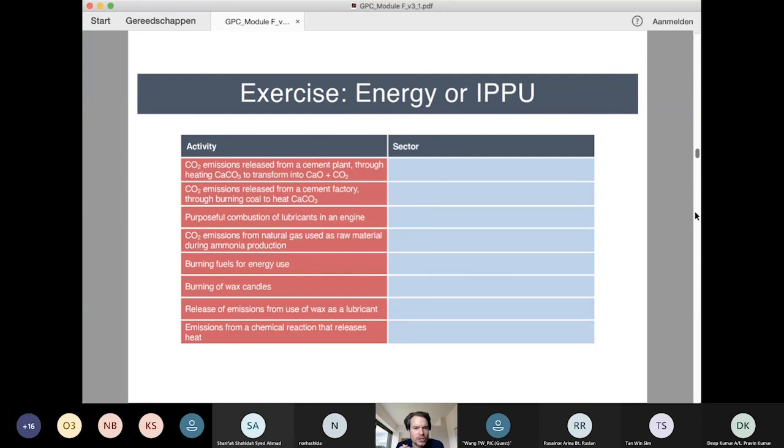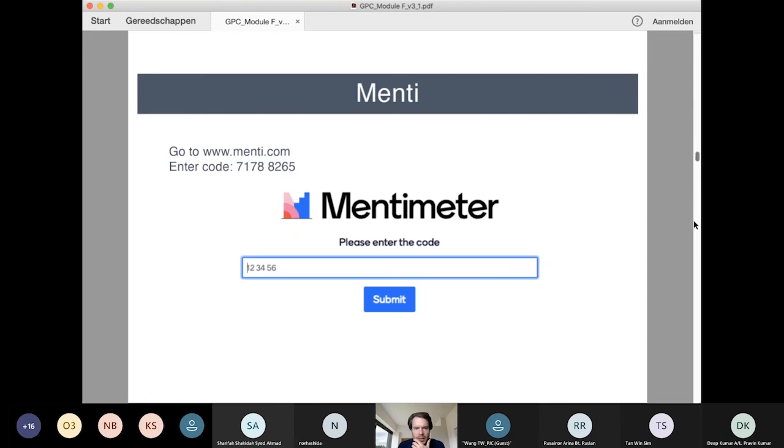Okay, so I'm going to test you on that, obviously. I've got a Menti exercise ready to allocate these different activities to either the stationary energy or the IPPU sector. So I'm going to ask you all to switch over to Menti again. So menti.com, code 71788262. And as always, please give me a heart when you have logged in. So 71788262. And let me just swap my screen so I can show you my Menti screen.